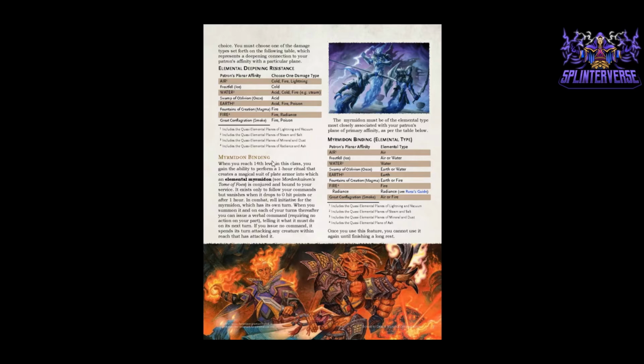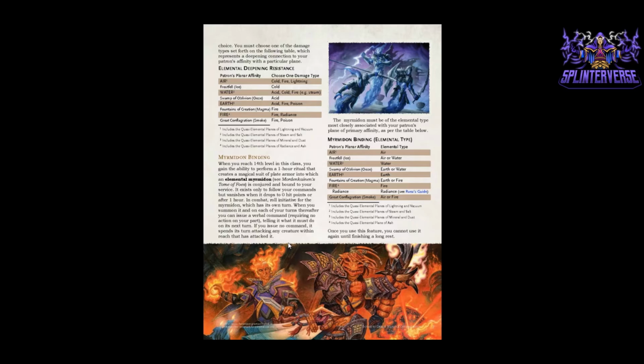And then you've got Myrmidon Binding. When you reach 14th level in this class, you gain the ability to perform a 1-hour ritual that creates a magical suit of plate armor into which an elemental myrmidon is conjured and bound to your service. It exists only to follow your commands, but banishes when it drops to 0 hit points or after 1 hour.